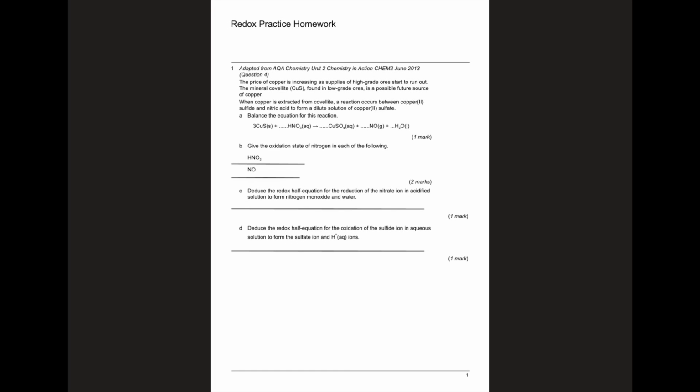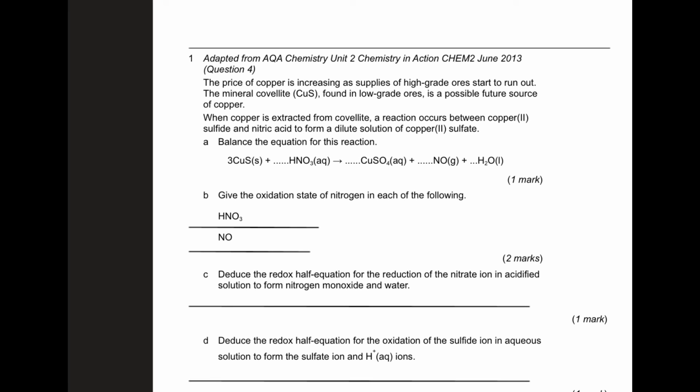So let's look at these questions. Number 1. The price of copper is increasing as supplies of high-grade ores start to run out. The mineral covellite, CuS, that means copper sulfide, found in low-grade ores is a possible future source of copper.